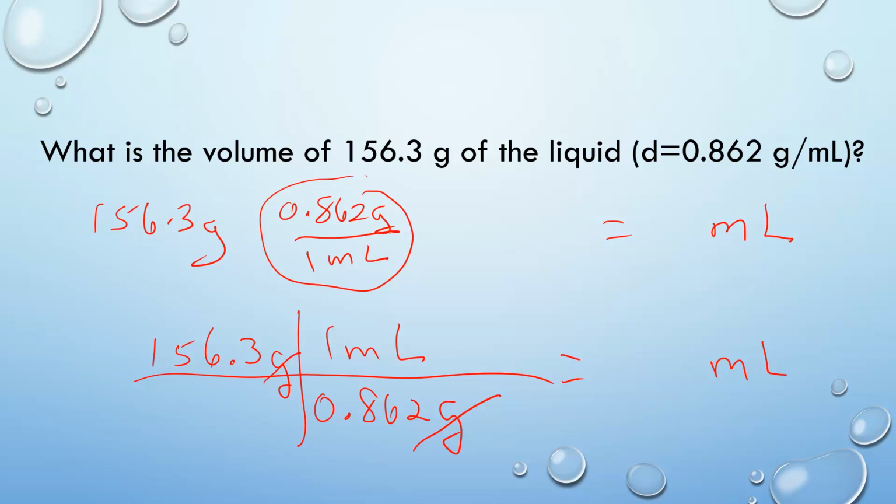That's a good way to double check all your conversion factors, is make sure you write out all your units, and if your units come out right, you know you have it set up right. So now when we do that, we come up with 181 milliliters as our answer, keeping with 3 significant figures. And that's the end.